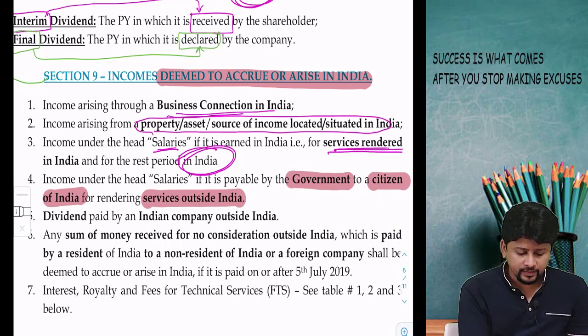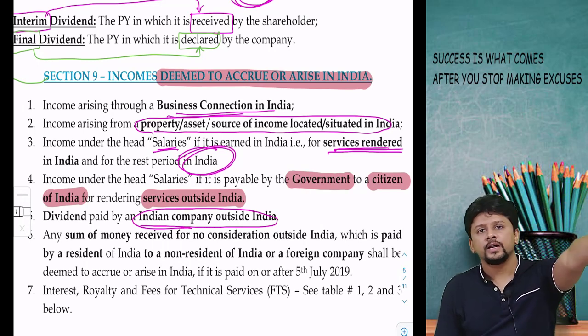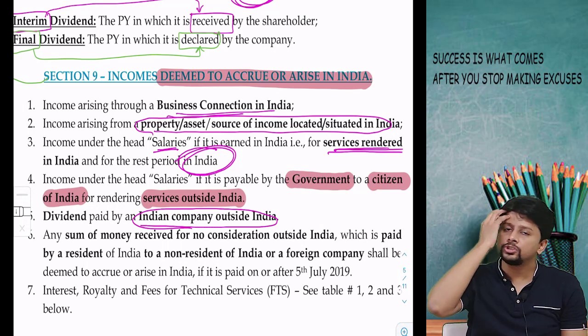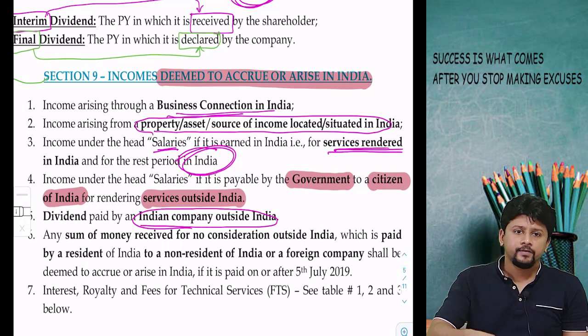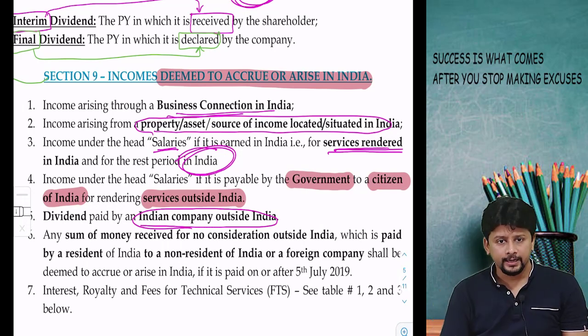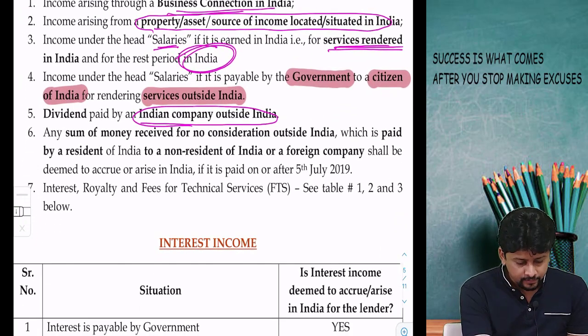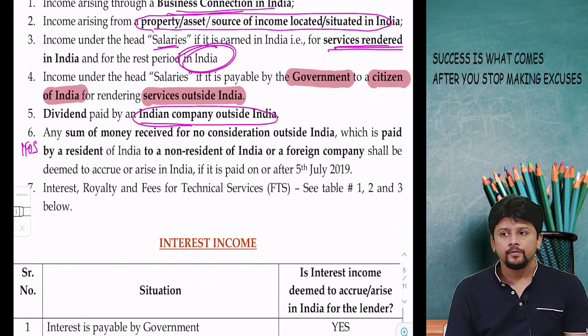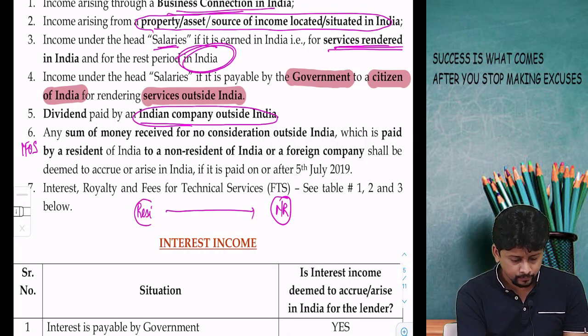Similarly, if dividend is paid by an Indian company outside India, you are paying dividend to a shareholder in France, you are paying dividend to a shareholder in New Zealand, Australia, but you are an Indian company, TCS, Wipro, Infosys, Reliance, then the dividend is declared by the Indian company, the source is in India, then that dividend will still be accruing in India, taxable in India. Point 6, this is something that again we will cover in the chapter of IFOS. When you receive money as a non-resident, but the person who is giving the money to you is resident.